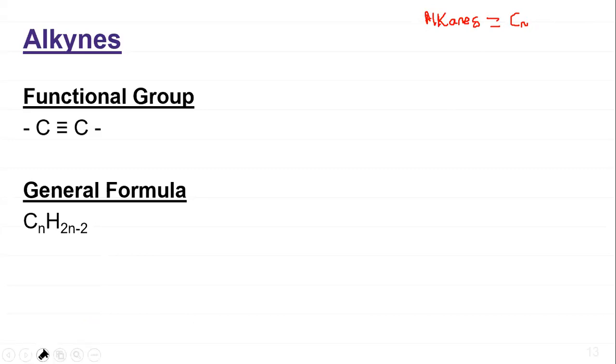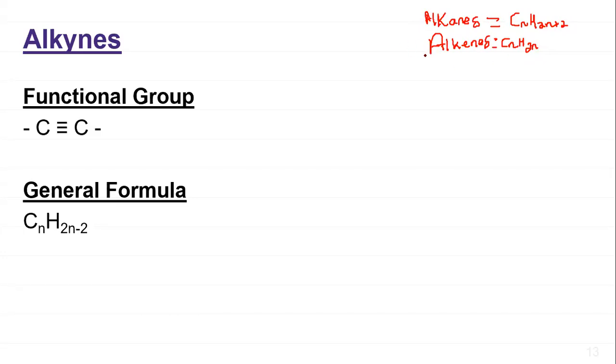Right? It was CnH2n+2. Now, when we move to alkenes, what did you see there? You saw that it was CnH2n. So what did I do to move from alkanes to alkenes? I actually subtracted the 2. So the plus 2 was gone, so it became CnH2n.